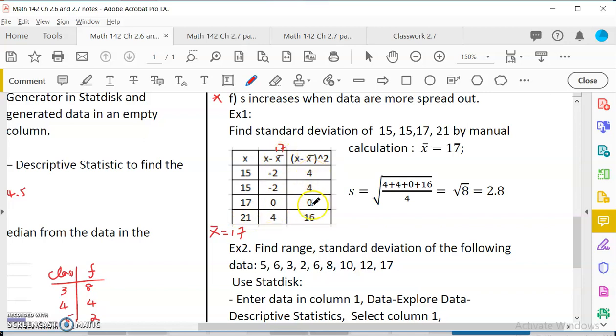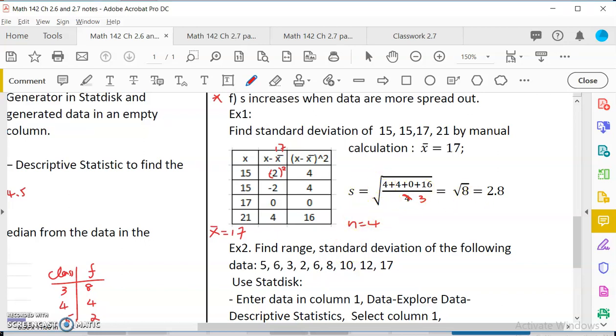4, 4, 0, 16. -2 square, -2 square, 4 square. And then we add them together. 4 plus 4 plus 0 plus 16 divided by, should I divide by 4? No, we divide by 3. It should be divided by 3, right? Because n is 4. I have 4 data. Gosh, it's a mistake over there.